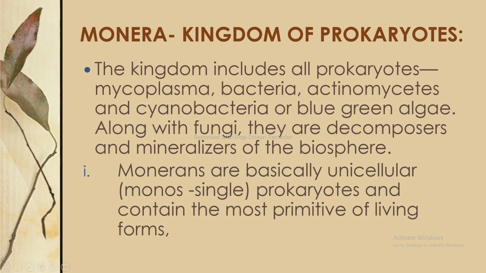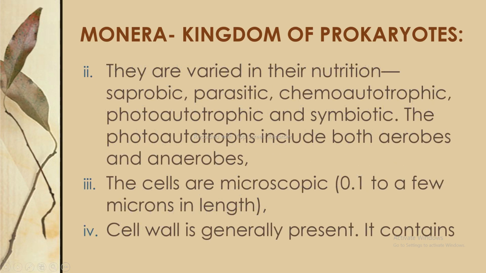So first of all, I am going to discuss the kingdom Monera, which is the kingdom of prokaryotes. The kingdom includes all prokaryotes: mycoplasma, bacteria, actinomycetes and cyanobacteria or blue-green algae. Along with fungi, they are decomposers and mineralizers of the biosphere. Monerans are basically unicellular. Mono means single, prokaryotes, and they contain the most primitive of living forms. They are varied in their nutrition: saprobic, parasitic or chemoautotrophic, photoautotrophic and symbiotic. The photoautotrophs include both aerobes and anaerobes.